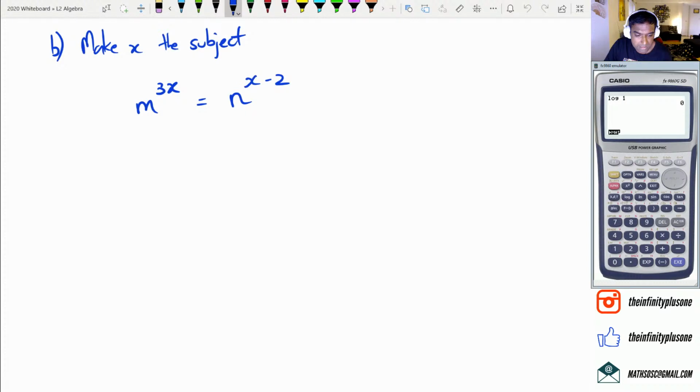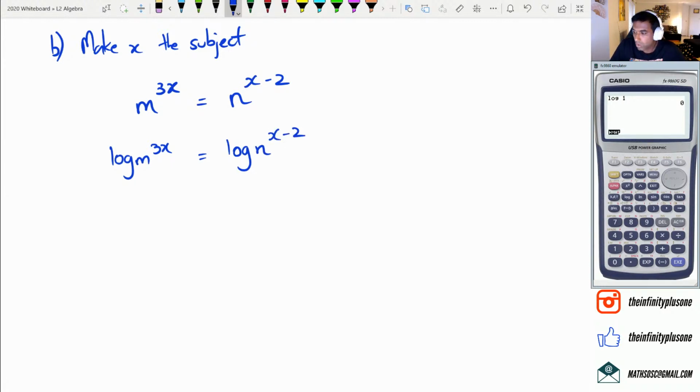All right, so let's actually go through this question here. I think I gave you guys enough time to mess around with it. Basically what we're going to do in this case is take logs of both sides. When we do that, you're going to end up with something like this: log of n^3x and log of m^x minus 2.